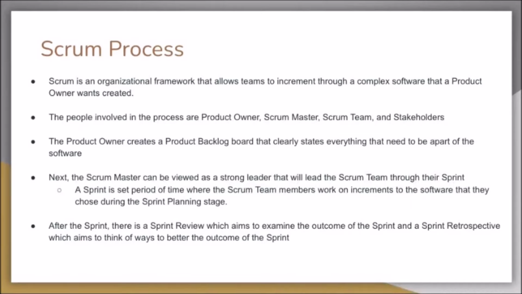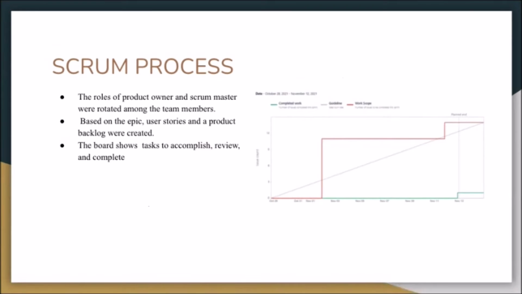After the sprint, there is a sprint review, which aims to examine the outcome of the sprint, and a sprint retrospective, which aims to think of ways to better the outcome of the sprint. The Scrum approach was employed by our team throughout the creation of the Alzheimer's app. The roles of the product owner and Scrum Master were rotated among each team member during each sprint. Based on the epic, user stories and a product backlog were created. On the board, there were tasks to accomplish, review, and complete.